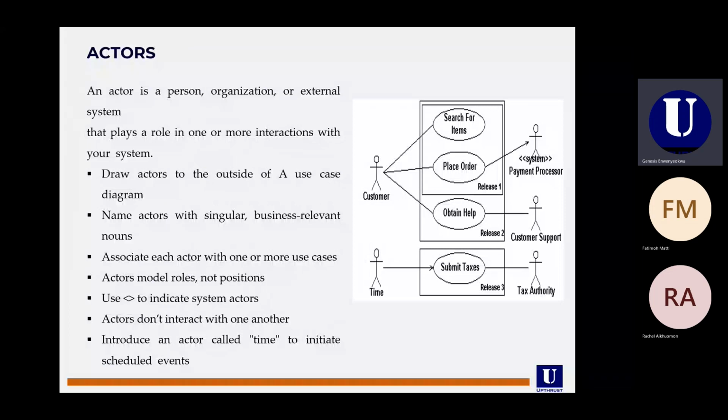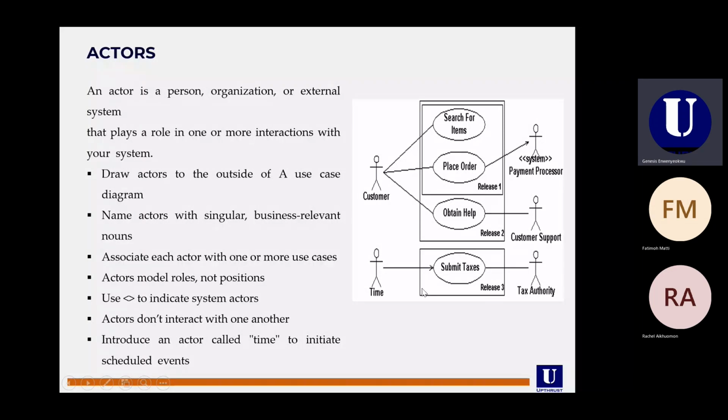And now for the actors. An actor basically is a person, an organization, or an external system that plays a role in one or more interactions with your system. Actors are drawn outside the use case boundary. This is our use case boundary, this rectangle. You cannot have your actors drawn inside your use case boundary. They need to be drawn outside of your use case boundary. The only thing that is drawn inside of the boundary is the use cases. They are the only thing that we draw inside of our boundary.